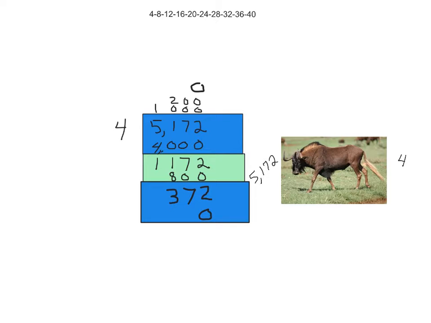And now I'm looking at how many times the 4 can go into 37. I got 4, 8, 12, 16, 20, 24, 28, 32, 36, and 40 is too much. So this is going to be 1, 2, 3, 4, 5, 6, 7, 8, and 9. So I'm going to plug a 9 right there. And then I've got 9 times 4, which is going to give me 36.